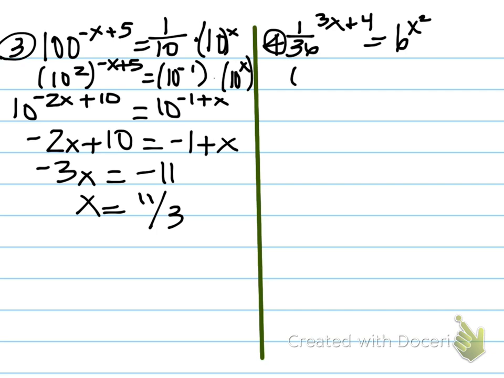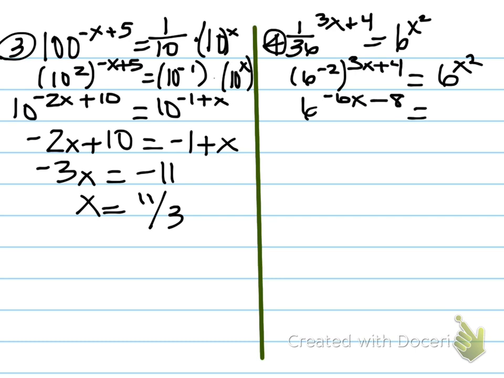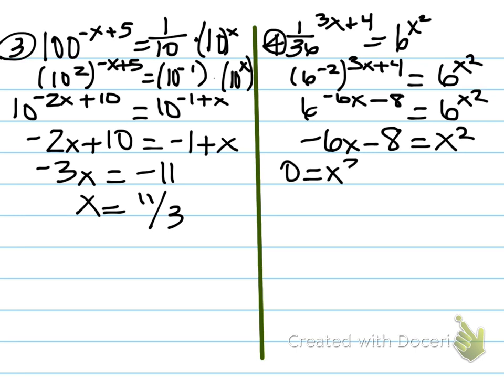All right, 6 will be our base here. We're going to have 6 to the negative 2 on this side. And we still get x squared over here. We do a power to a power. We get negative 6x minus 8 here. Now we set our exponents equal. And when we have an x squared, we need to get it equal to 0 so we can factor.